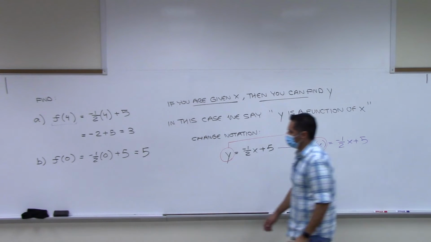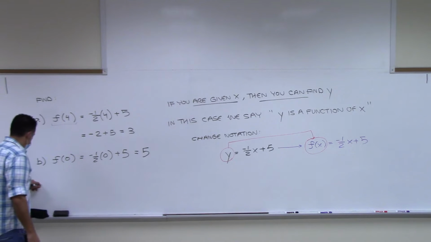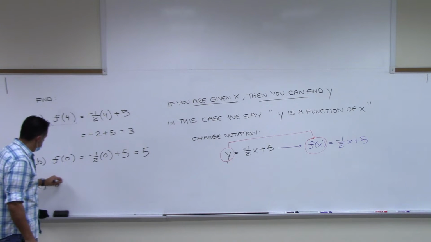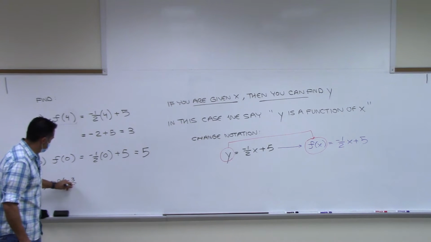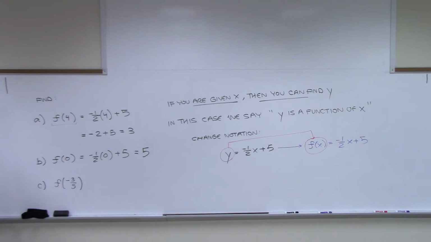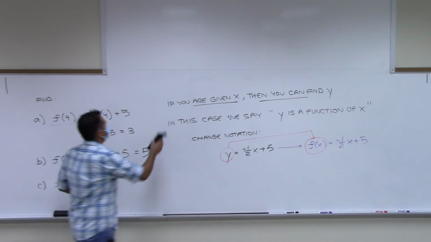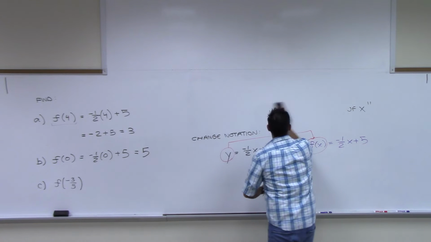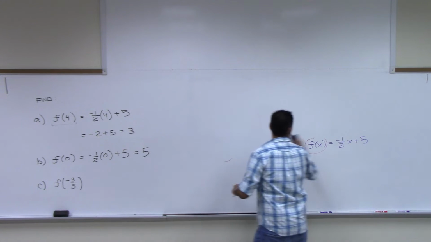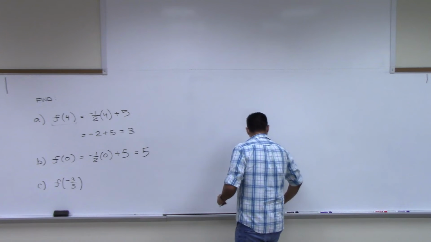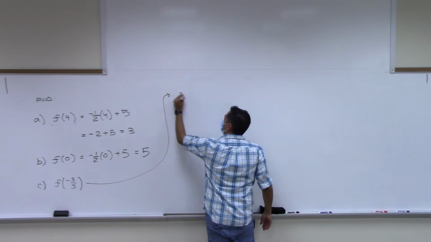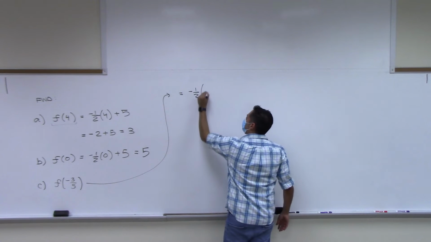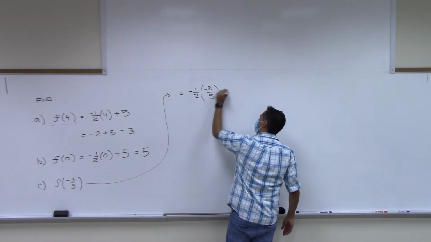Let's do one more. Let's do a negative. So how about a negative fraction? F of negative 3/5. So I put a fraction there just to make your life miserable. I'm going to do this up here. Okay, so this would be equal to negative 1/2. Then we replace the x with negative 3/5, and then we add 5.